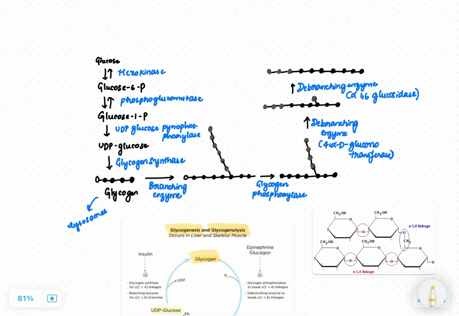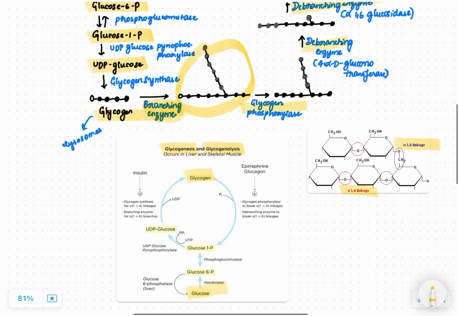First, glucose will be converted to glucose 6-phosphate, then to glucose 1-phosphate and UDP glucose, and glycogen is formed with the branching enzyme. Then the glycogen structure is formed. It will have both alpha 1,4 and alpha 1,6 linkages. Then glycogen phosphorylase and debranching enzymes help in glycogen breakdown.